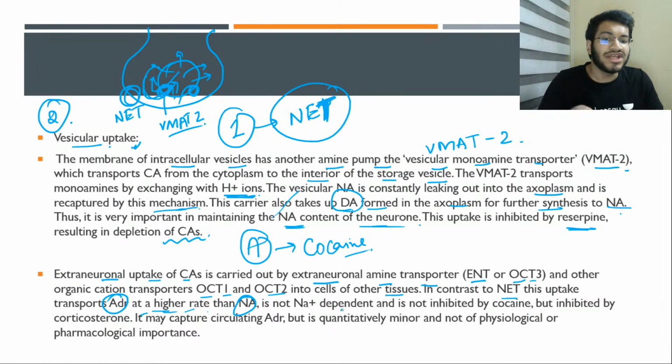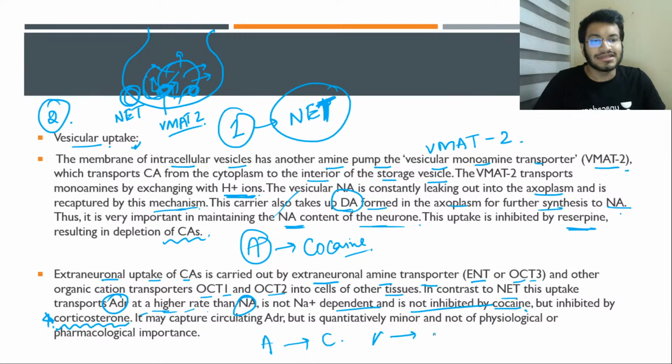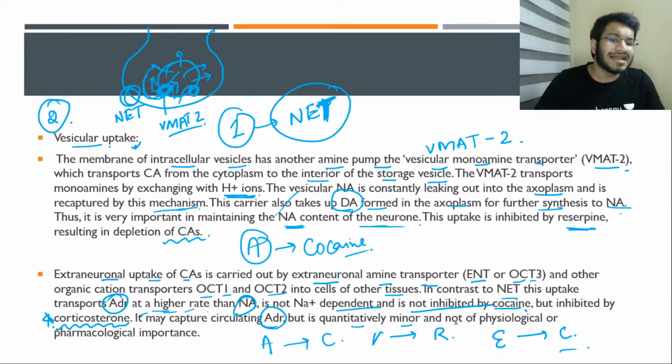It is not a sodium dependent transporter like axonal. Thus, it is not inhibited by cocaine, but it is inhibited by corticosteroid. Right? So, axonal was inhibited by cocaine, vesicular was inhibited by reserpine, extraneuronal is inhibited by corticosteroid, and it may capture circulating adrenaline, but this is quantitatively minor and not of physiological or pharmacological importance.